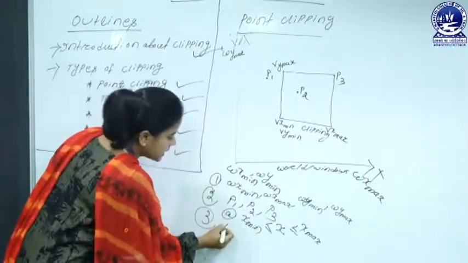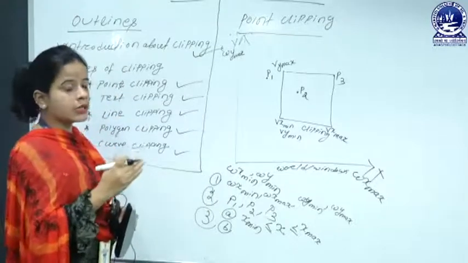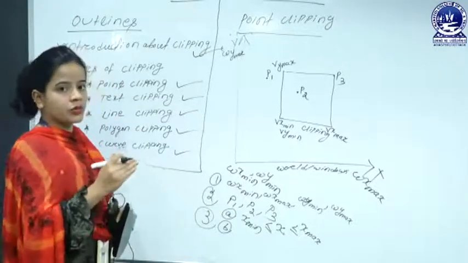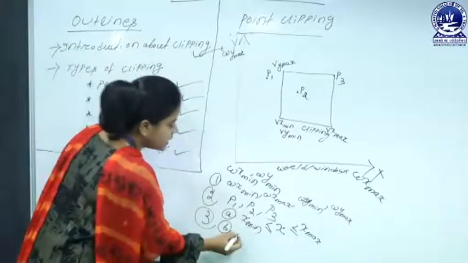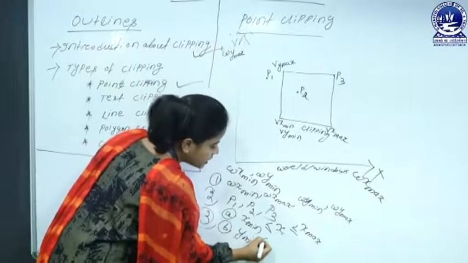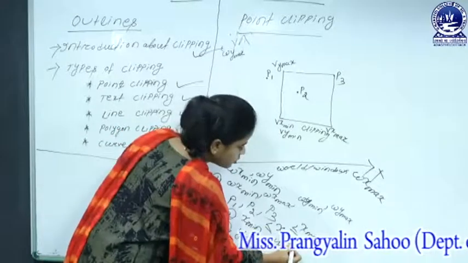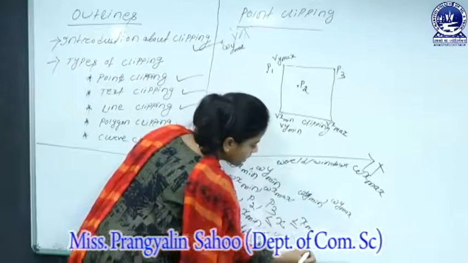And the second condition, similarly, is used to detect whether the y coordinate is present within the given clipping window or not. Here is the formula: y minimum is less than or equal to the y coordinate, and that is less than or equal to y maximum.